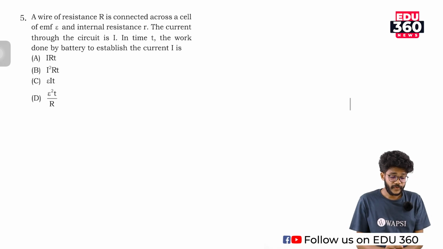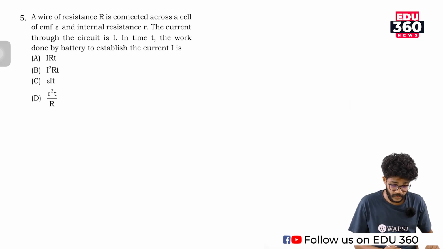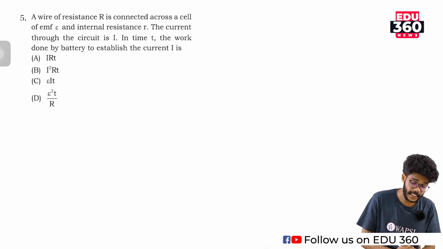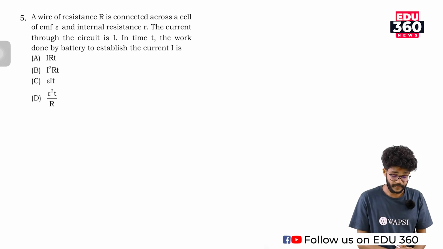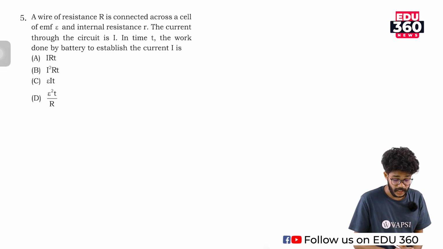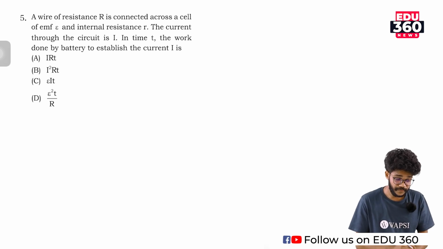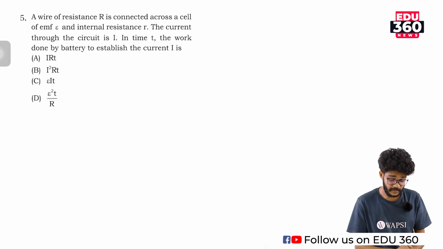A wire of resistance R is connected across a cell of EMF epsilon. EMF is epsilon and internal resistance small r. The current through the circuit is I in time t. The work done by the battery to establish the current I. So actually we need to find the work done by the battery to establish the current I.